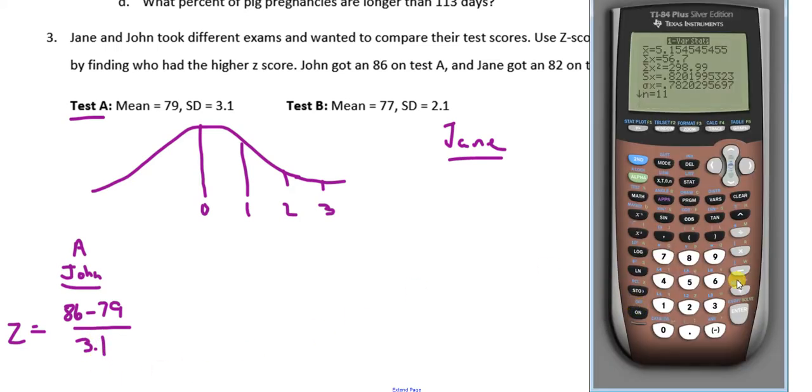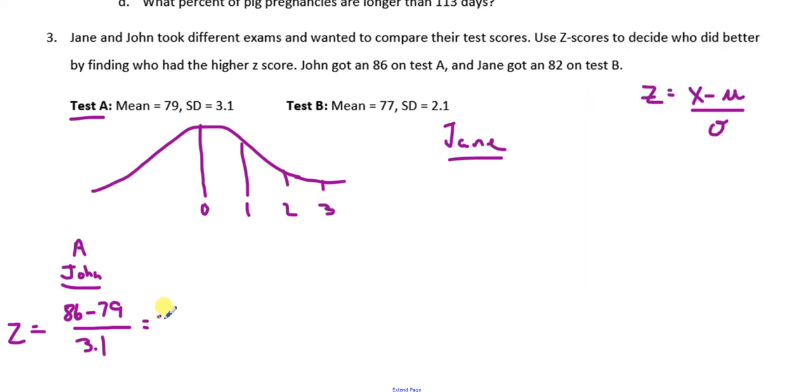On the calculator, do the numerator first. 86 minus 79. 7 divided by 3.1. And you might even want to write that, 7 divided by 3.1, 2.26 roughly. So he's 2.26 above the mean. You start getting that good on a test, you know, he's probably right about here. John is. So quite a bit better than most of the people.